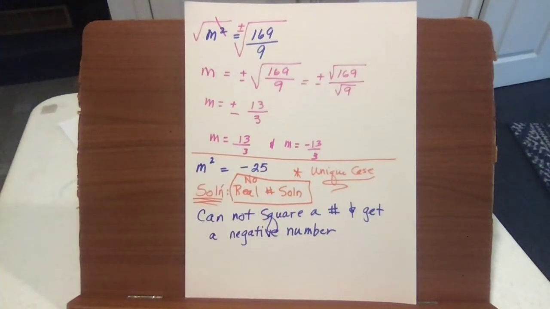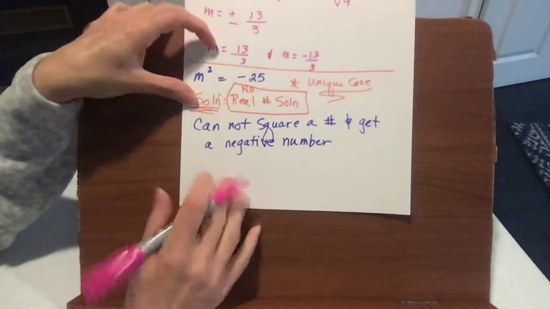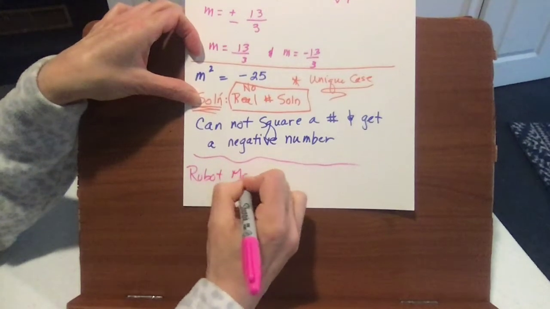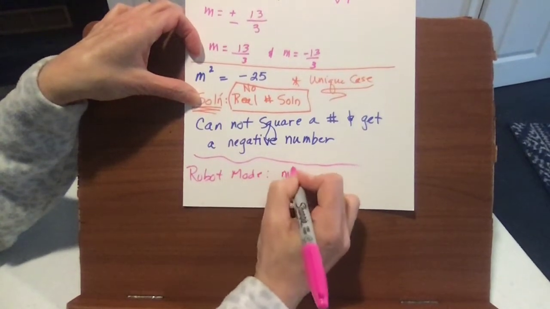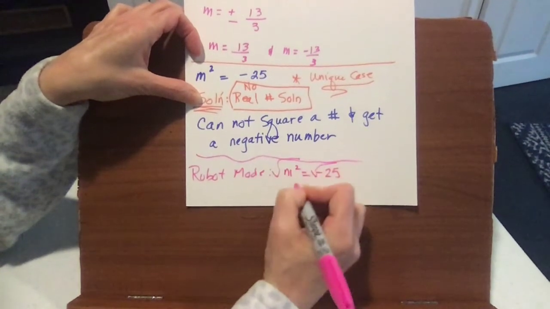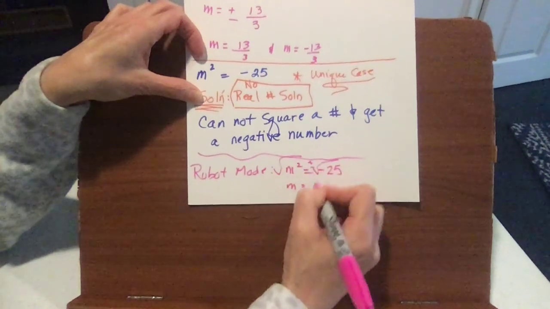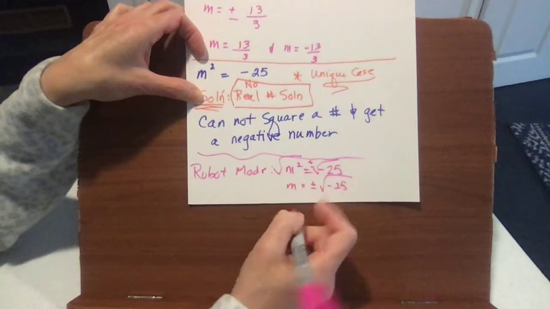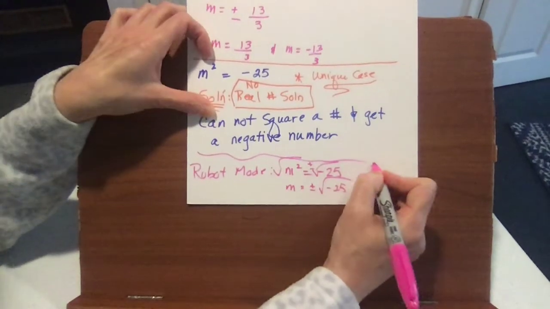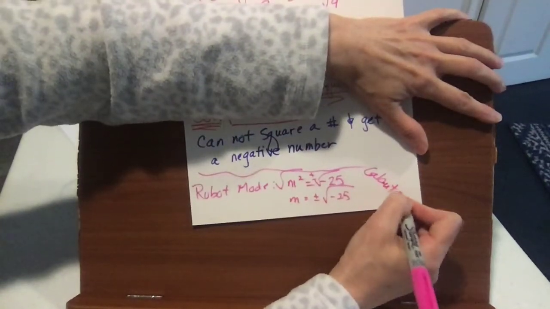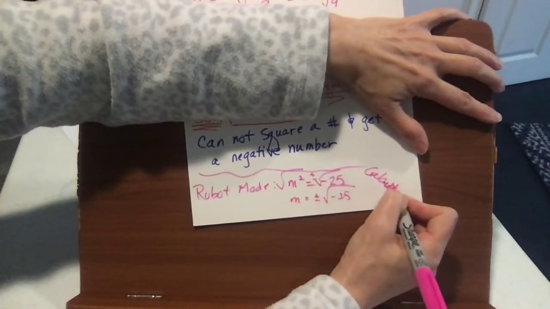However, if you put it in your calculator and you took the square root and you went into robot mode, all right, so we're going to write robot mode. And you just said, okay, I have to do m squared equals negative 25. I'm going to take the square root. I'm going to get m equals positive, negative, square root of negative 25. And you put that in the calculator. You're going to get a calculator error. Okay, calculator error.